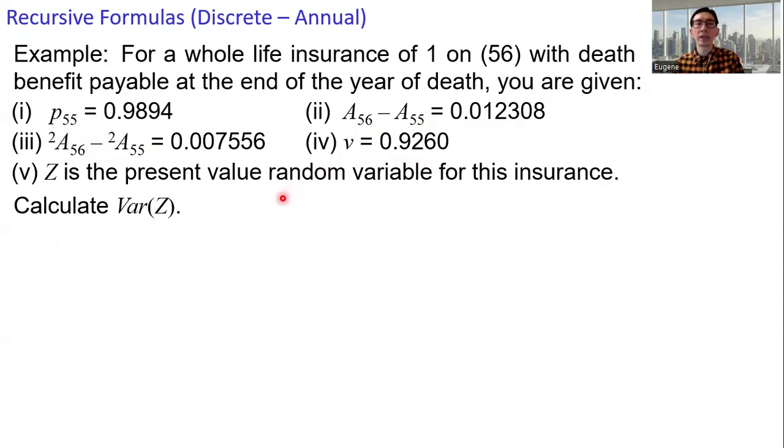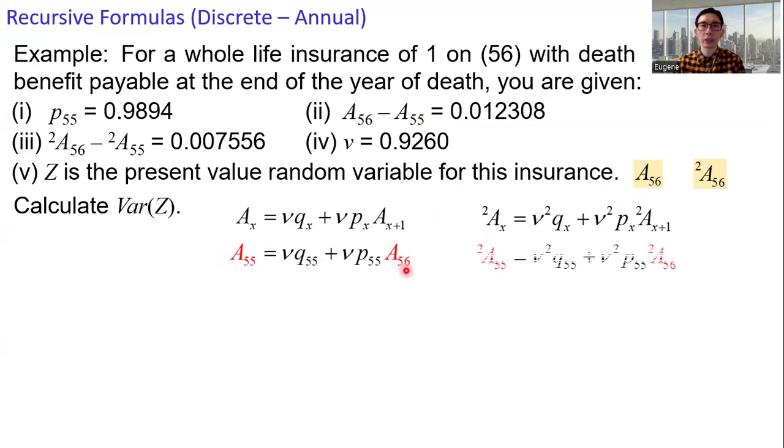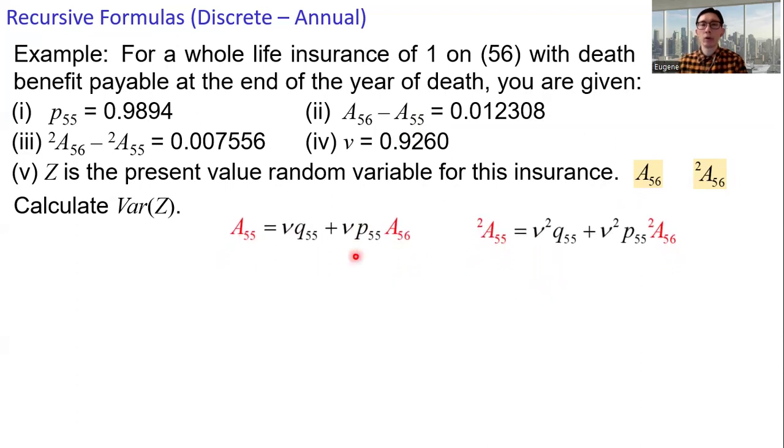Let Z be the present value random variable for this insurance, and we need to get the variance of Z. That is, we need to get the value for A56 and the pre-superscript 2 A56, the second moment. We make use of the recursive formulas for the expectation as well as the second moment. And we are given A55 and A56 and the corresponding second moment. And then we can get the quantities for A56 and the pre-superscript 2 A56.